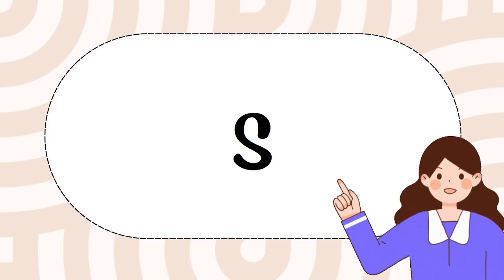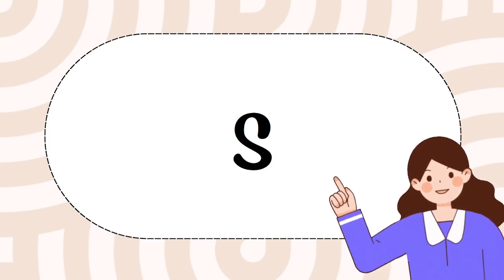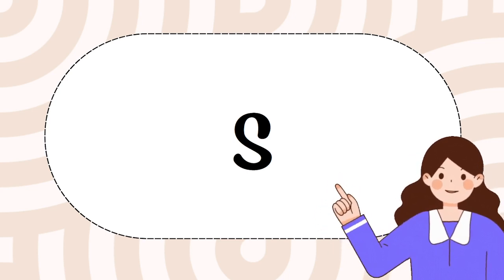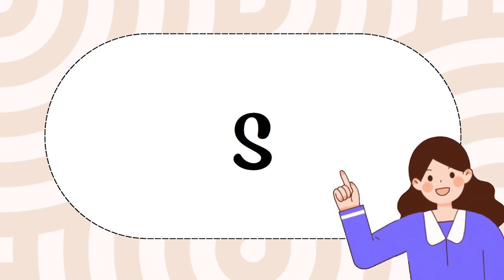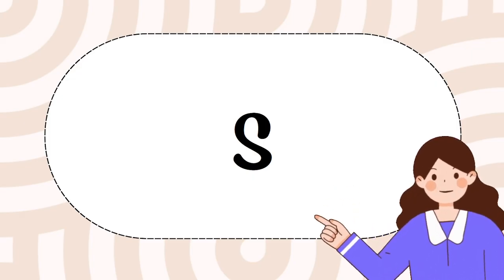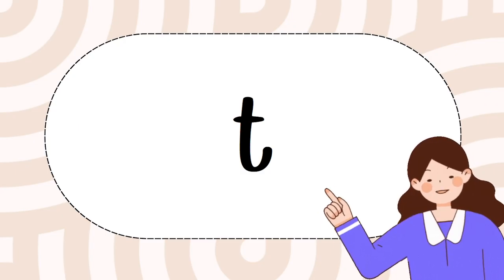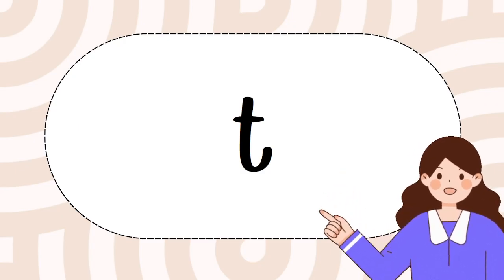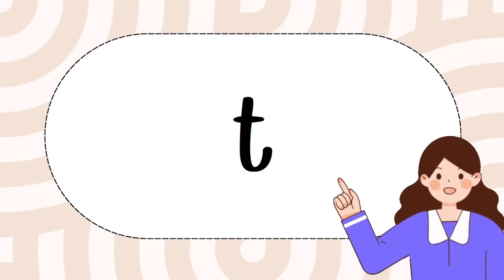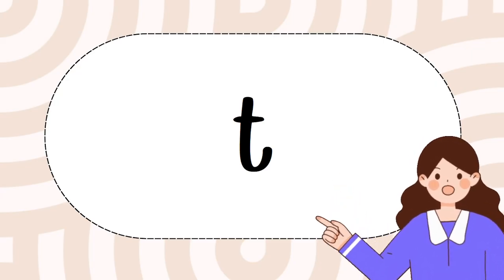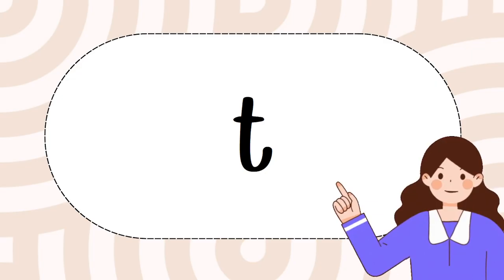This is letter S. S sounds S. S. Can you repeat? S sounds S. This is letter T. Letter T sounds T. T. Letter T sounds T.